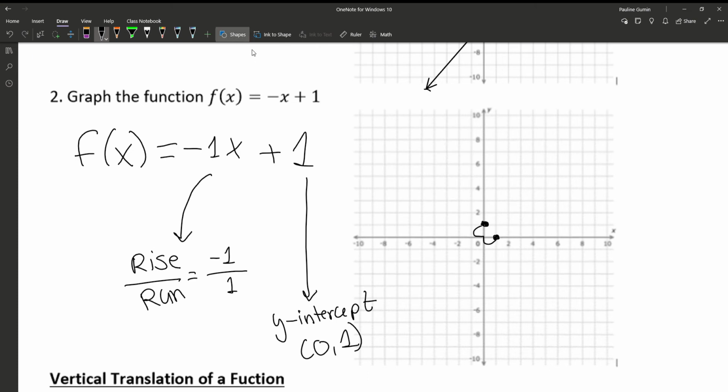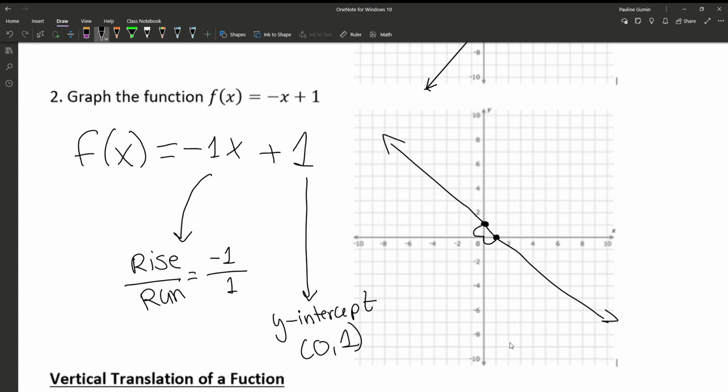Let's see if I can draw a nice straight line here. Or maybe not. I'm just going to draw it freehand. Boop, boop. And there we go. That's good enough. I'm happy with it.